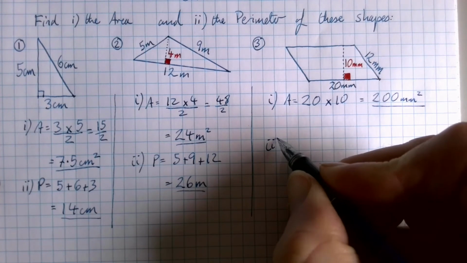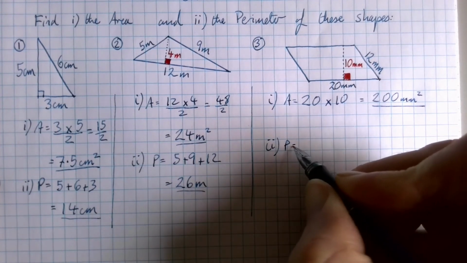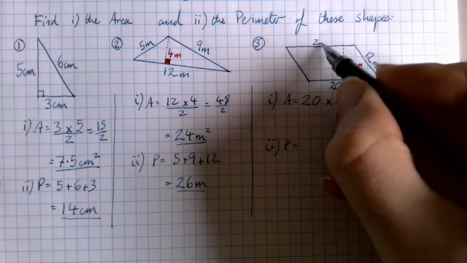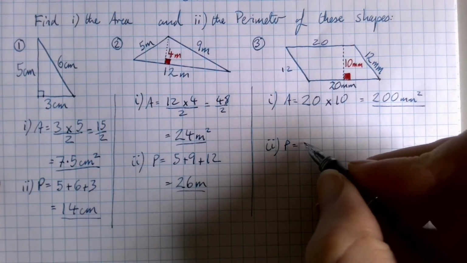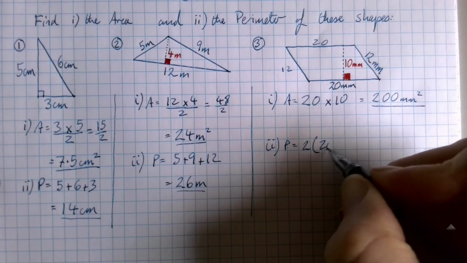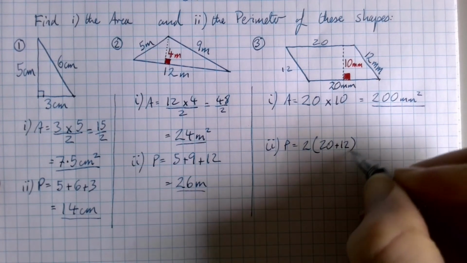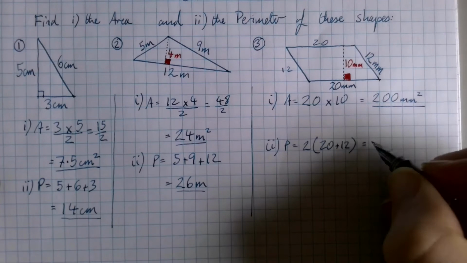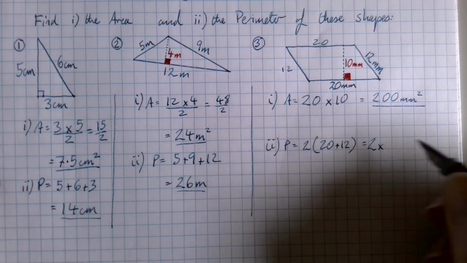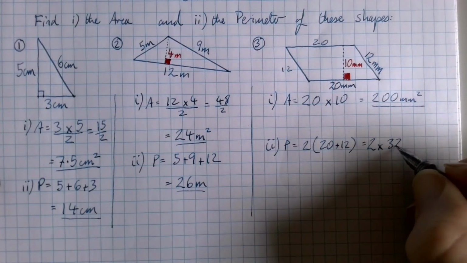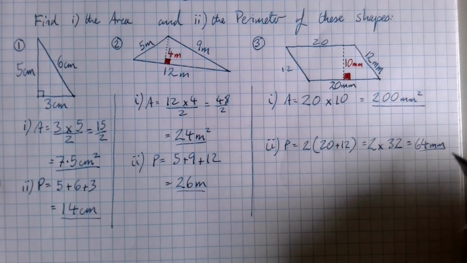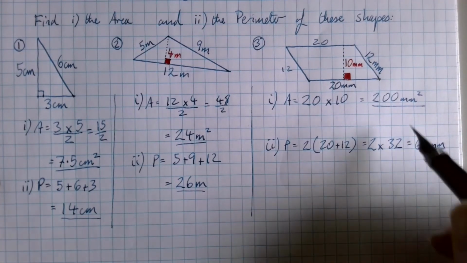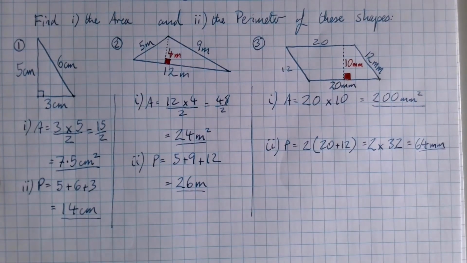And the perimeter is the bit around the outside. So you've got another 20 there, another 12. You can do 20 add 12 add 20 add 12, or slightly less work to do if you add the 20 and the 12 together and double it. So 20 add 12 is 32. 2 times 32 is 64 millimeters. So this time the perimeter is a much smaller number than the area, because those numbers are just getting that bit bigger.